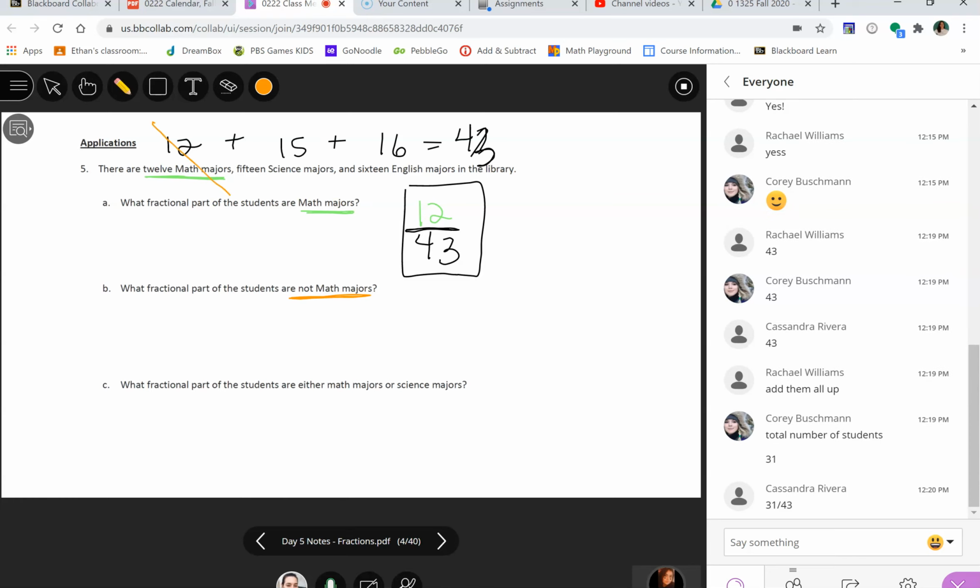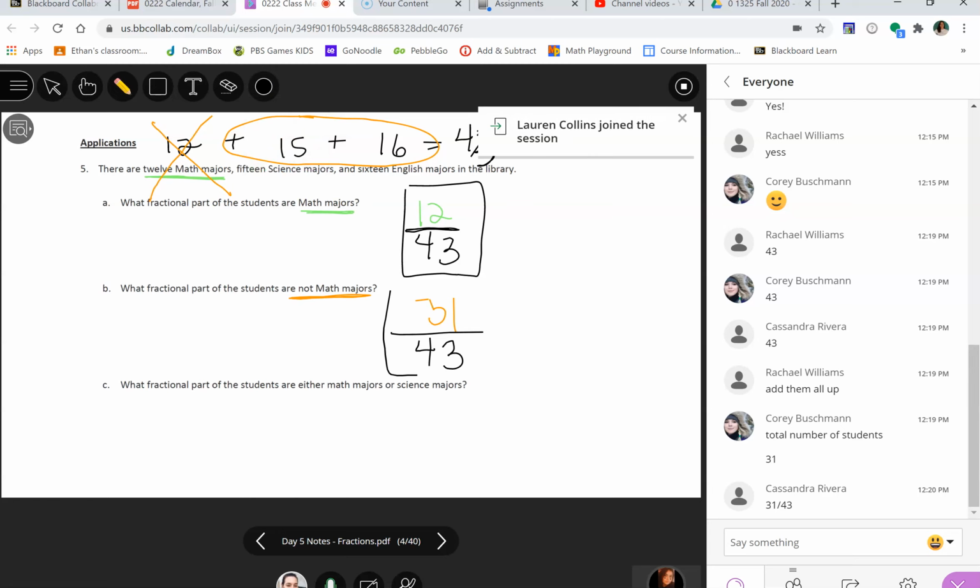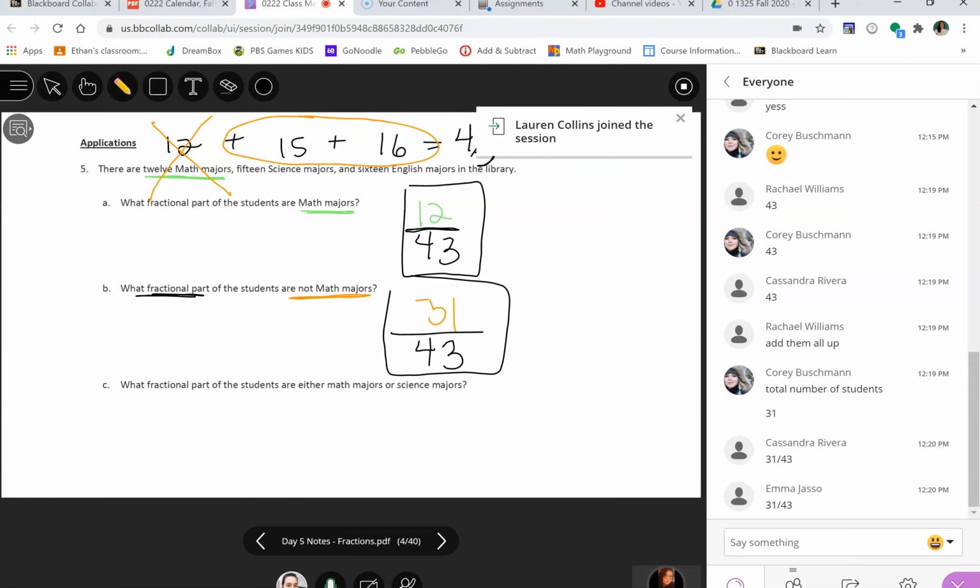There you go. I'm not going to include the math majors, so I'm going to add the other two majors. 15 plus 16 is going to add to 31, and it's still referring to the library that has 43 students in it. So make sure when it asks for a fractional part that you write your answer in MyMathLab as a fraction. Okay? Now the last one asks what fractional part of the students are either math or science.